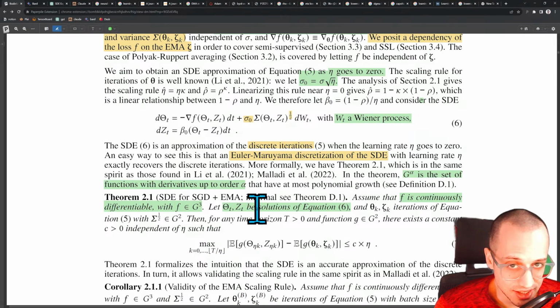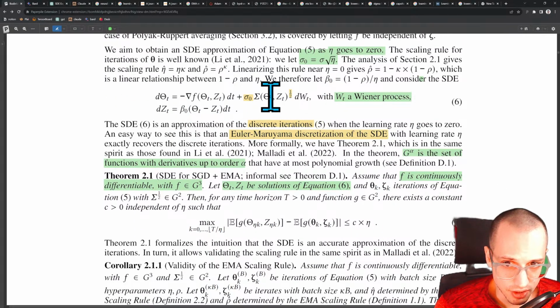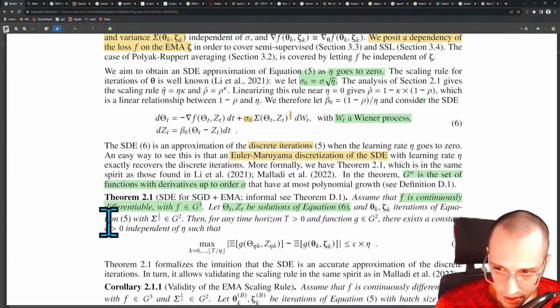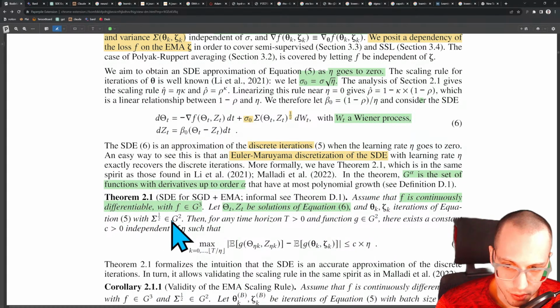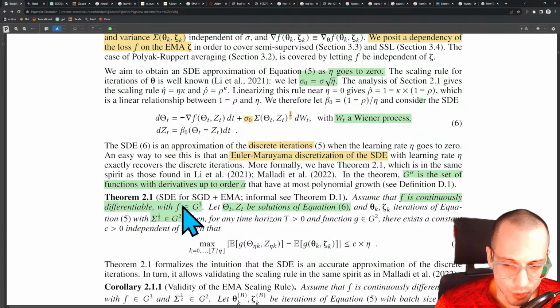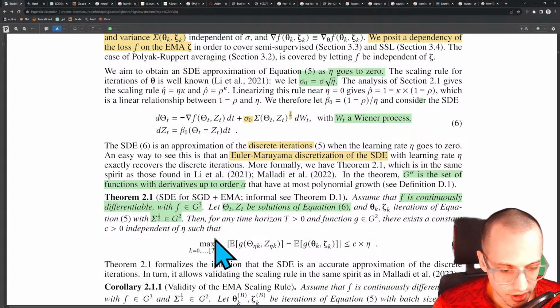Capital Theta_t and capital Z_t are solutions of equation 6, which is the motion being dependent on this noise scale, and equation 5 with the variance equal to sigma squared. So in the set of functions with derivatives up to order 2, which is one minus the order of the set of functions from which f is in, is the square root of the variance. It's kind of a weird thing to think about, but think about it that way. The variance is dependent on the time derivative of this function f, which kind of makes sense.